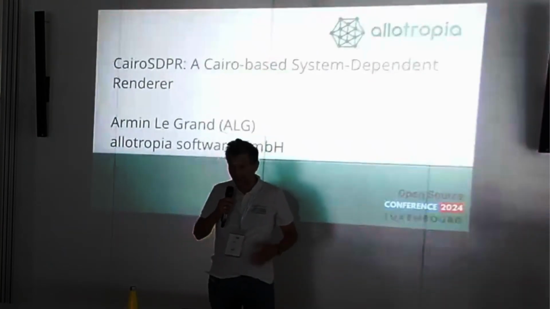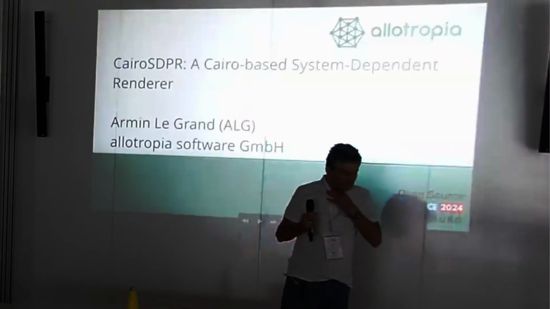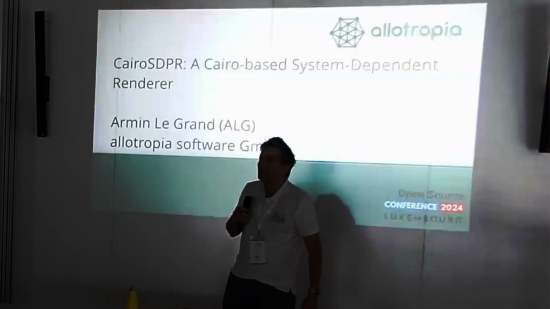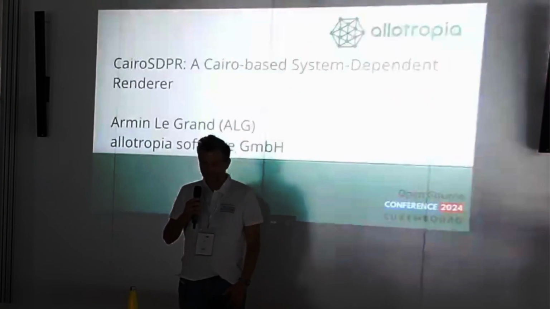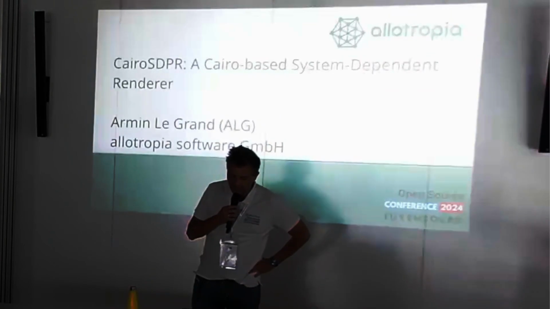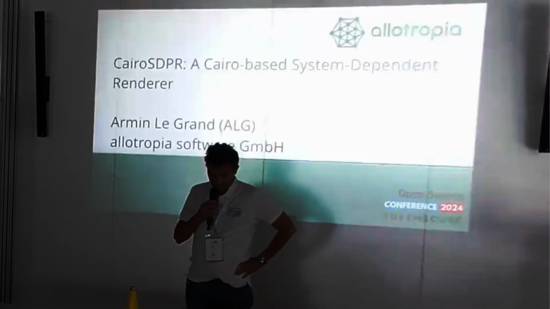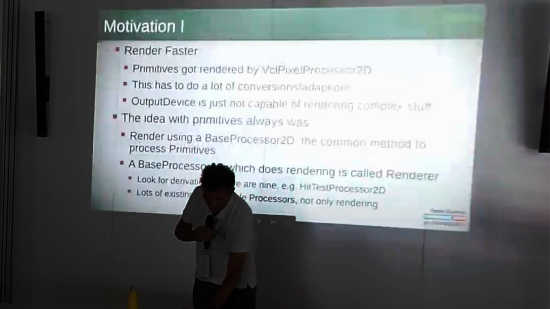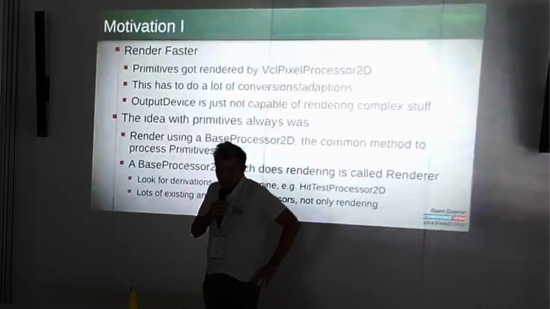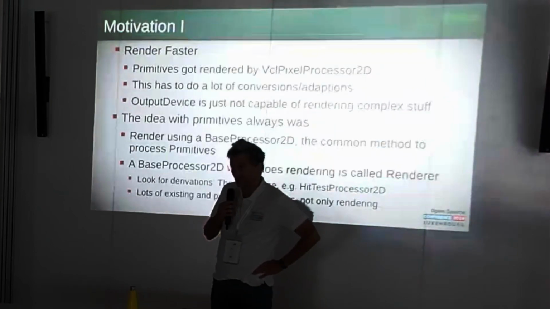This talk is about CairoSDPR, Cairo-based system-dependent renderer, and the motivation for it is pretty simple: render faster. So we already had some tries to render faster, and the idea is, of course, not new.